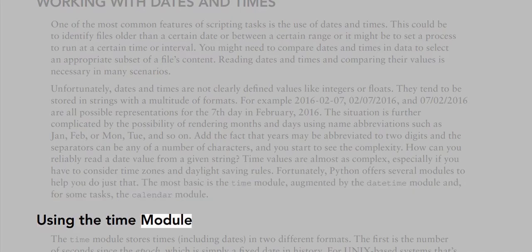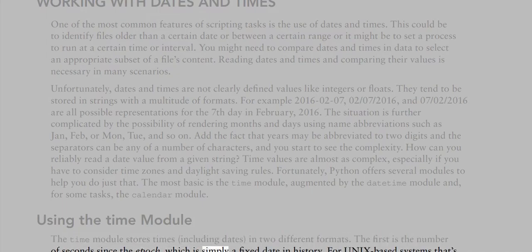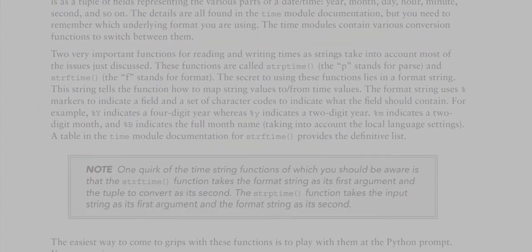Using the time module. The time module stores times, including dates, in 2 different formats. The first is the number of seconds since the epoch, which is simply a fixed date in history. For Unix-based systems that's January 1, 1970. Did you notice that's yet another date representation? The other representation is as a tuple of fields representing the various parts of a date/time: year, month, day, hour, minute, second, and so on.